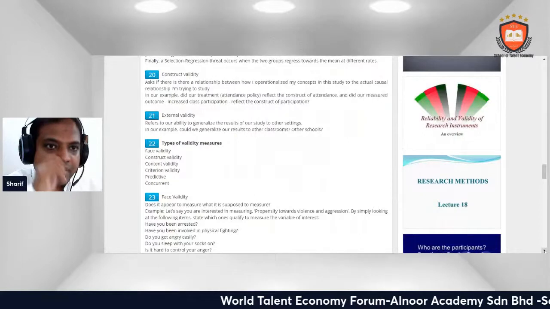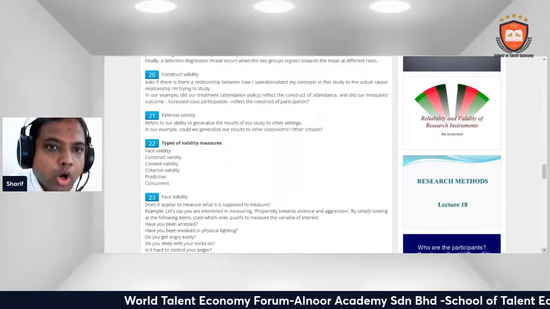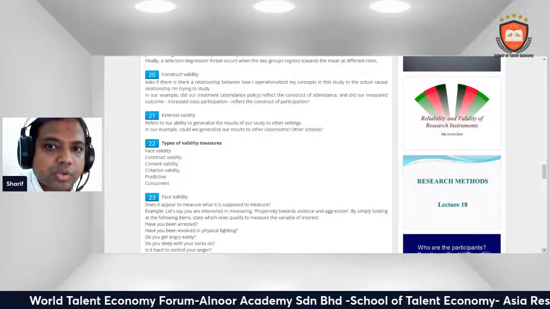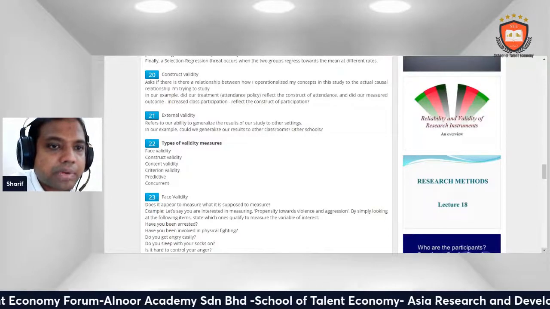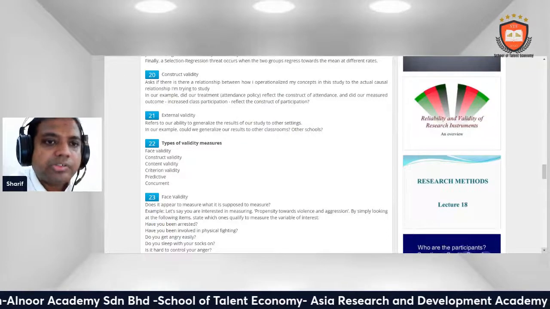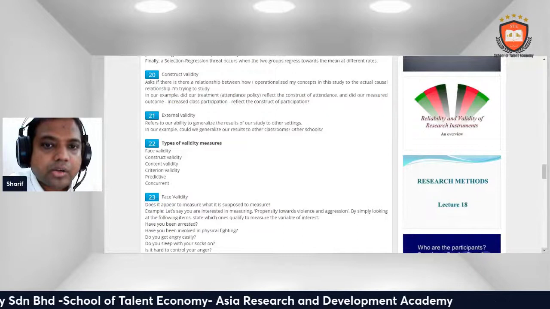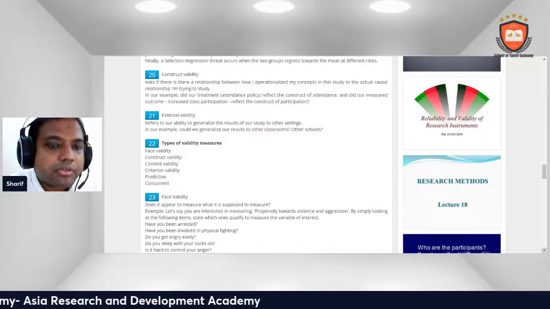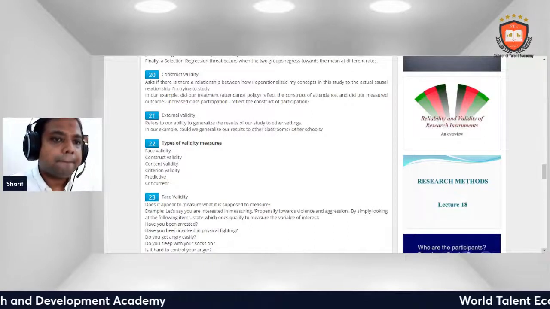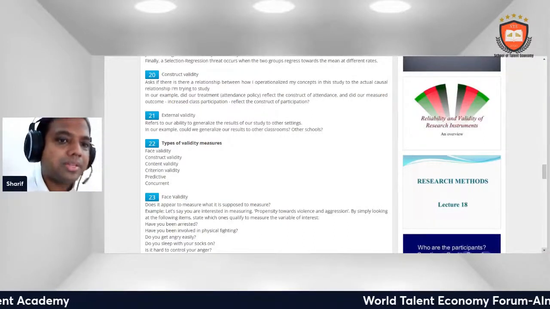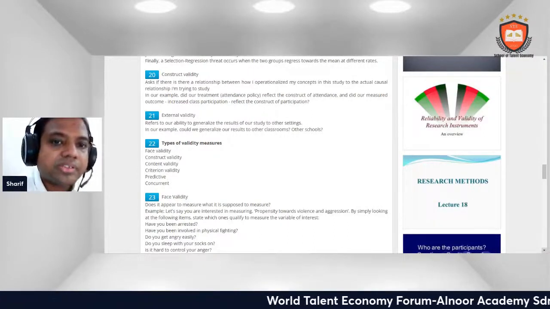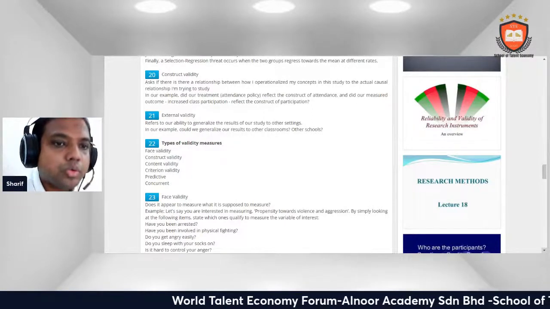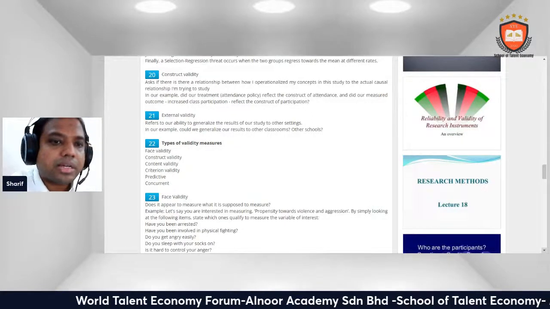Construct validity asks if there is a relationship between how I operationalize my concept in the study and the actual cause and effect relationship I'm trying to study. In our example, did our treatment reflect the construct of attendance, and did our measured outcome of increased class participation reflect our construct of participation? External validity refers to our ability to generalize the results of our study to other settings. In our example, could we generalize our results to other classrooms, other schools?